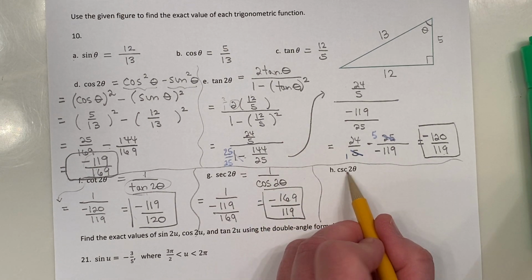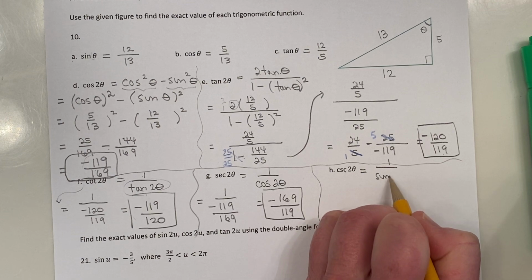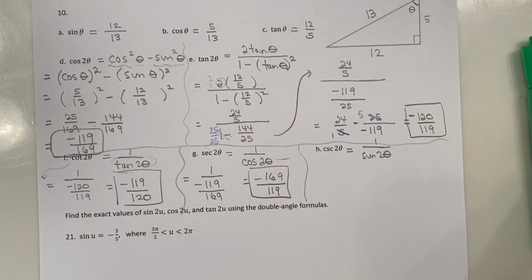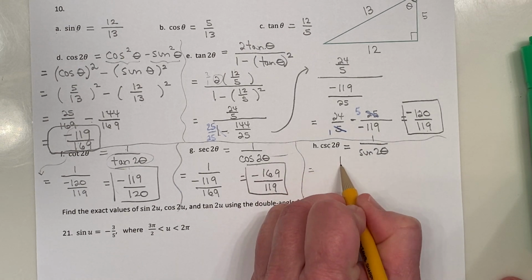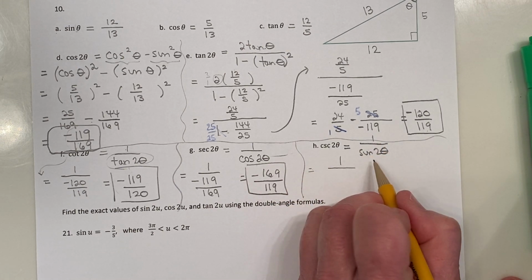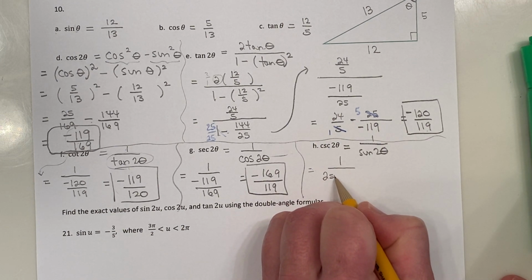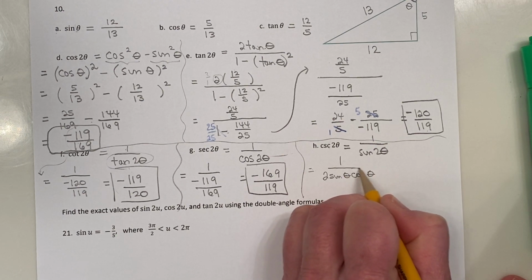However, we never did find sine of 2 theta. So this is equal to 1 over sine of 2 theta. That wasn't part of our previous work here, so we're actually going to have to define this. So coming down here, I've got 1 over. Now, sine of 2 theta, go to your formula sheet. We do have that formula, and that's equal to 2 times sine of 1 theta times cosine of 1 theta.